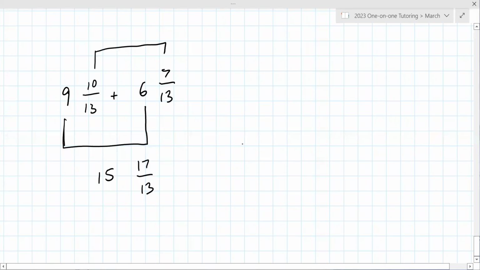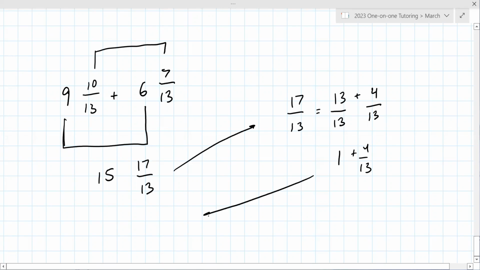Good. And then we take that fraction 17 over 13 and we write 17 as 13 plus what number? What number adds up to 17? 4. Very good. And you're dividing each of these numbers by 13. Okay. Now, what is 13 divided by 13? 1.